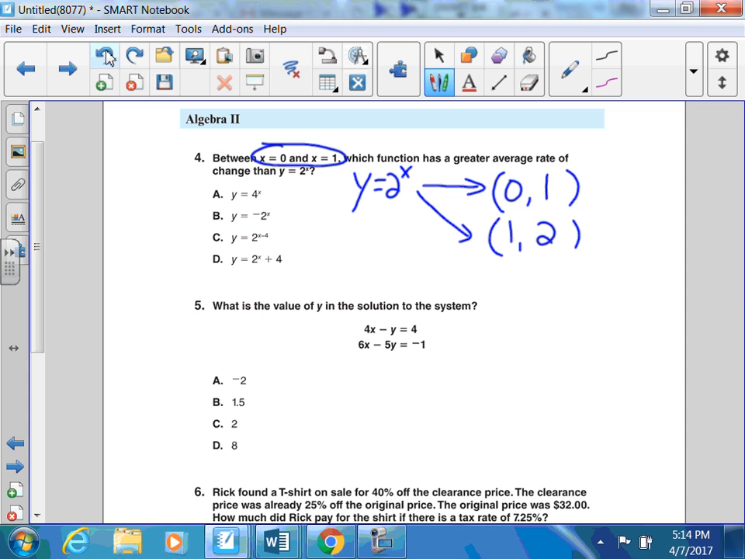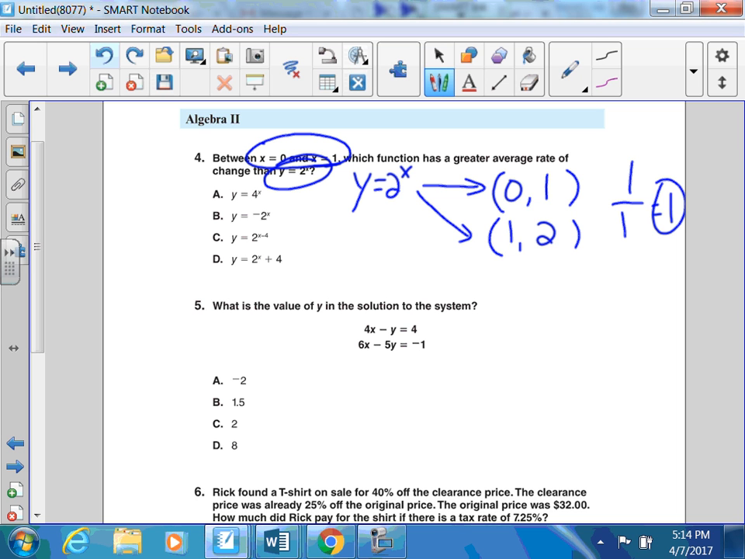What would be the rate of change? Well, subtract the y coordinates. 2 minus 1 is 1. 1 minus 0 is 1. So the rate of change is 1 between these two ordered pairs, or these two x coordinates, with this function. So when would we have an average rate of change greater than that?